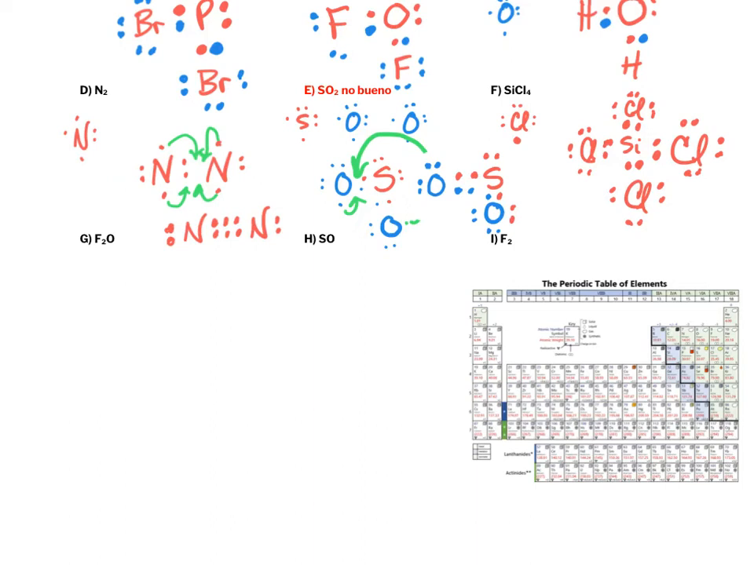F2O. F, halogen, 7 dots. O, 6 dots. Now maybe we start with the O as sort of a central thing, and then hook on that. Fluorine has only a singleton there, so it could come in and share that singleton and make a pair, and then have dots on the outside still. And we need 2 of those. So another fluorine with its singleton can share it, and then having the unshared pairs on the outside. F2O.